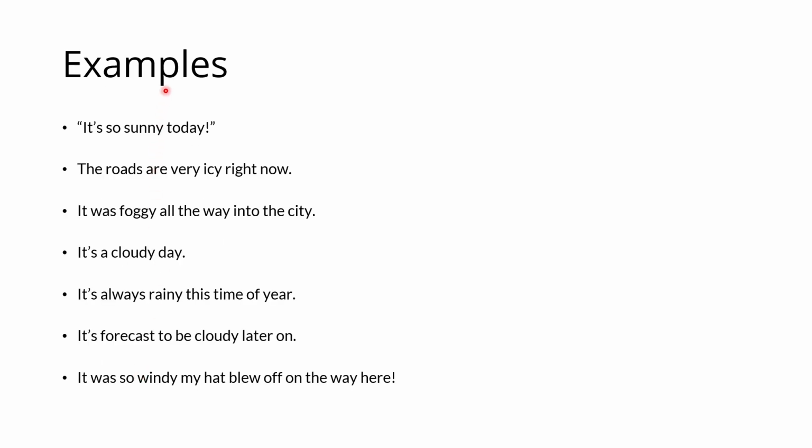So some examples are, it's so sunny today. The roads are very icy right now. It was foggy all the way into the city. It's a cloudy day. It's always rainy this time of year. It's forecast to be cloudy later on. It was so windy my hat blew off on the way here.